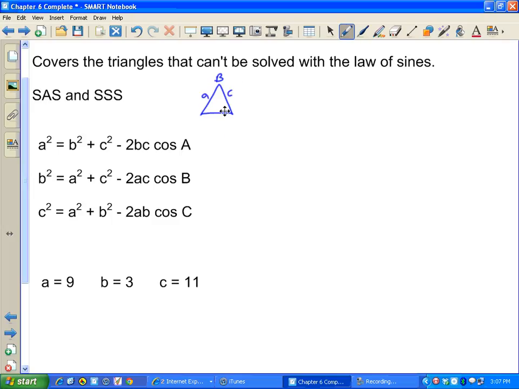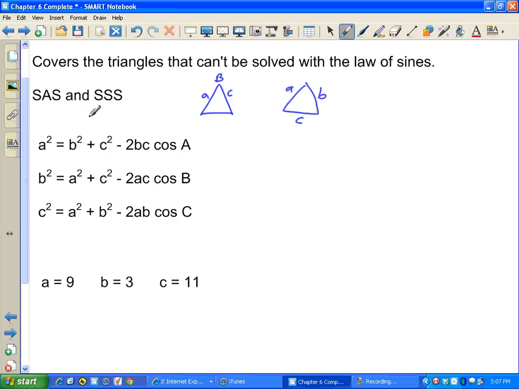I can't set up a ratio. I can't do the sine of A over A because I don't know what angle A is. I can't do B over B because I don't know what side B is, and I can't do C over C because I don't know angle C. If we have side, side, side, I don't have any angles, so I can't do sine of C over C or sine of A over A or sine of B over B because I don't know any angles.